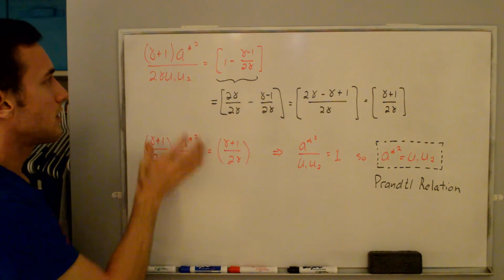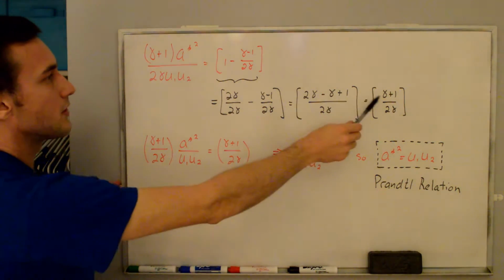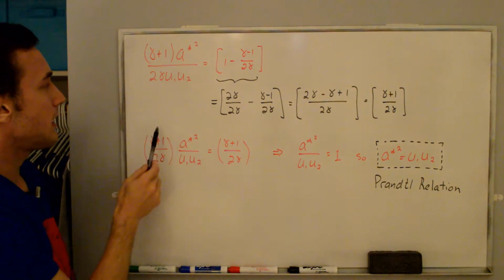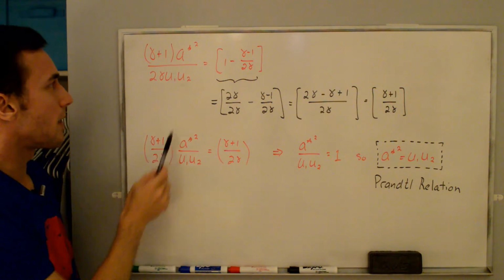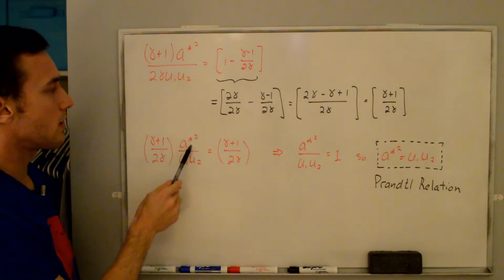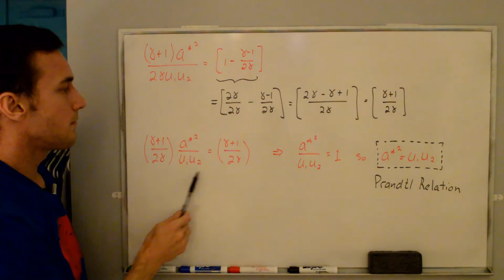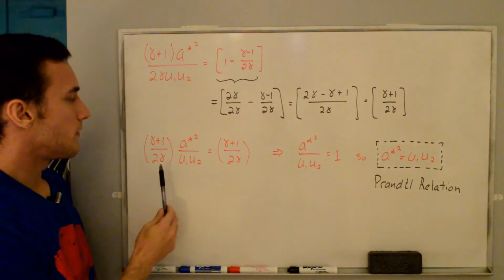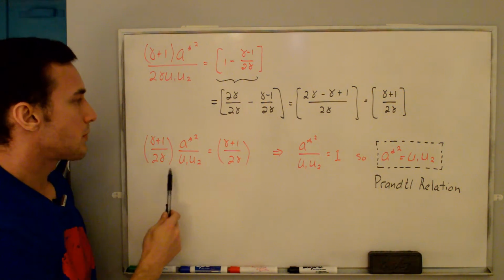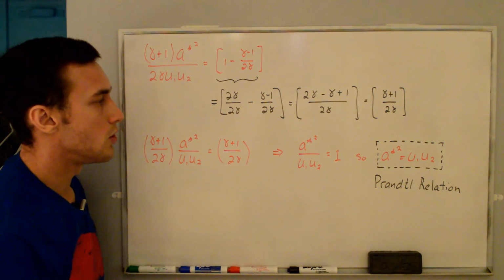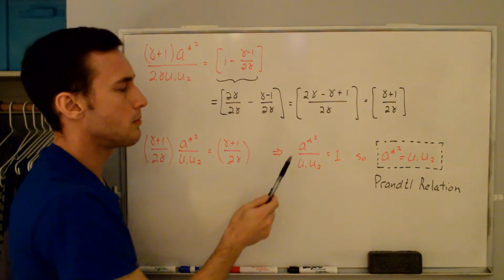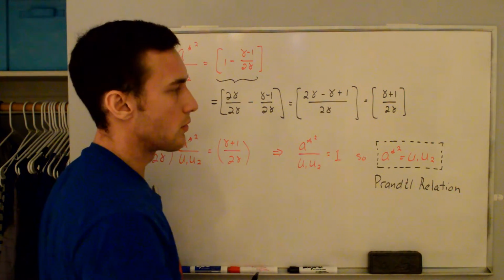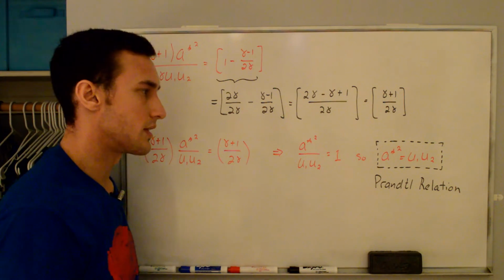And if you now look at this equation here, you'll note that we have this gamma plus 1 over 2 gamma in this term. So if we separate that out, we have the gamma plus 1 over 2 gamma, and then we are left with a star squared over u1 u2. That's this here, and that's equal to the right-hand side, which we said was this gamma plus 1 over 2 gamma. So if we divide both sides by that term, we end up with the expression that a star squared over u1 u2 is equal to 1, and if we multiply both sides by u1 times u2, then we end up with a star squared is equal to u1 times u2, and this is that Prandtl relation.